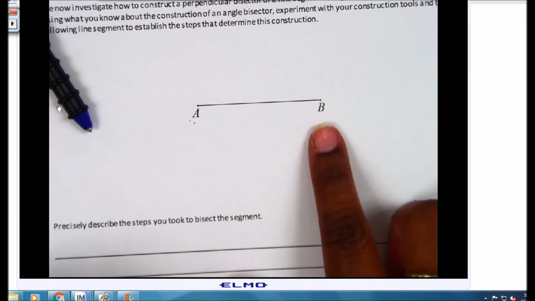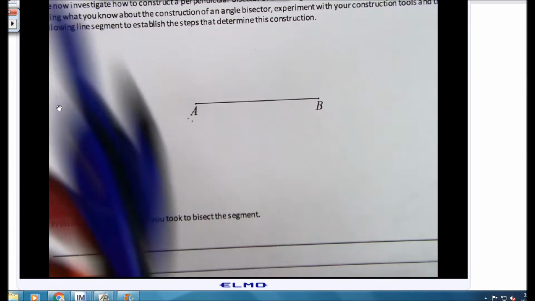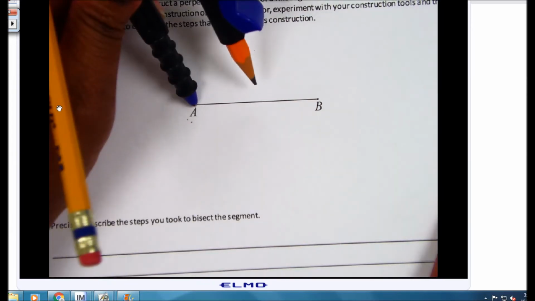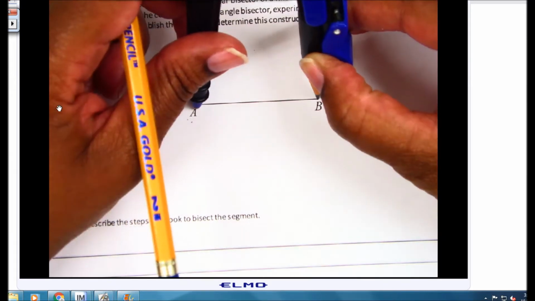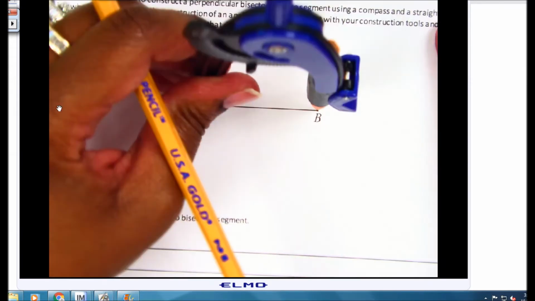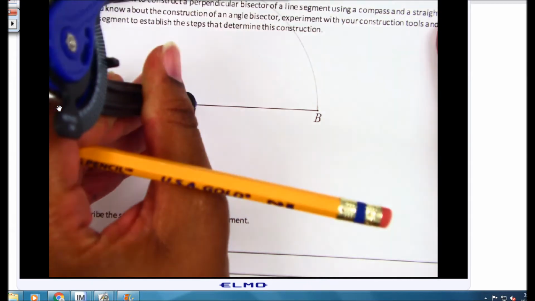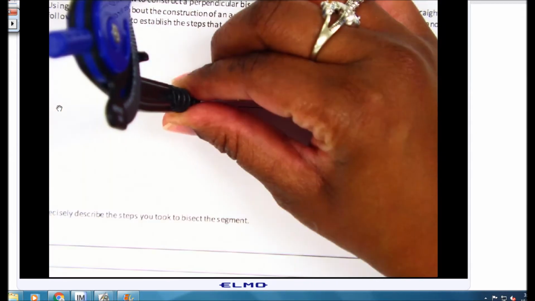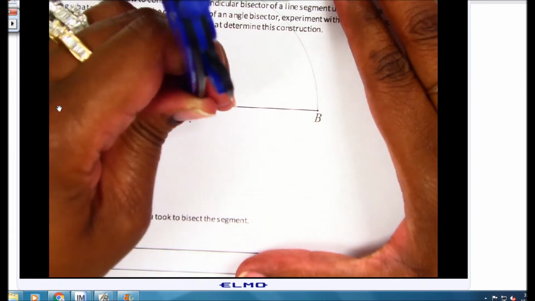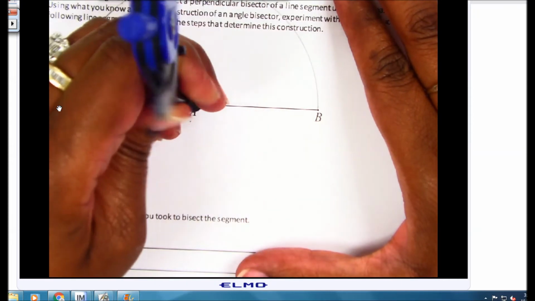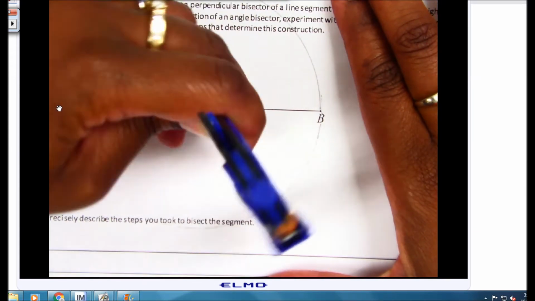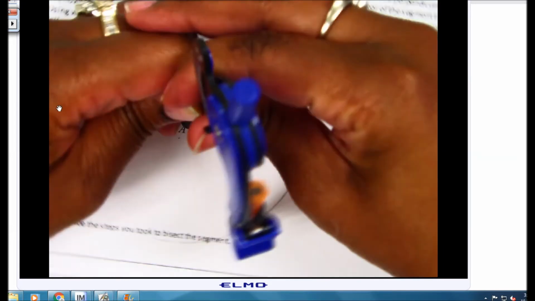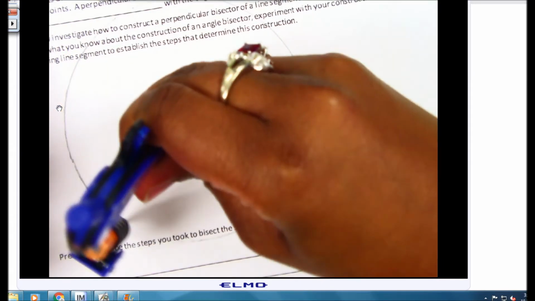The next thing we're going to do is draw circle A with the center at A with the radius of AB. So what that means is I'm going to take my compass, I'm going to put it at point A, and I'm going to extend my compass so that it touches point B. From there, I am going to construct my circle. I'm still constructing my circle.